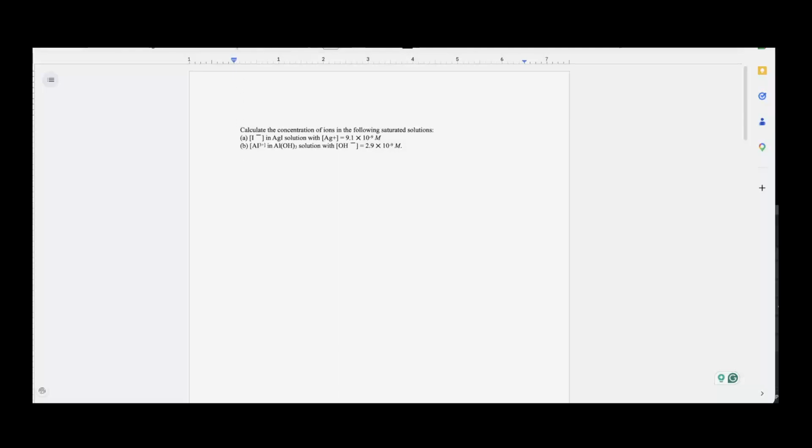Question 1 asks us to calculate the concentration of ions in the following saturated solutions. To start off, we'll go ahead and write out the dissociation equilibrium. For A, we're given that we have 9.1 times 10 to the negative 9 molarity of Ag+. And as we can see, for every 1 mole of silver cation, we have 1 mole of iodine ion.